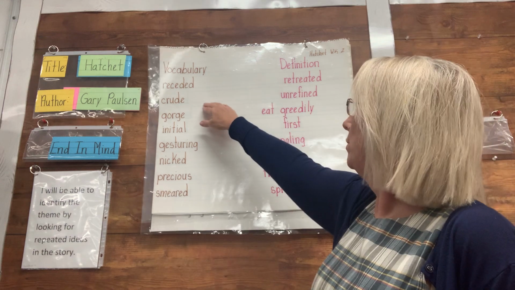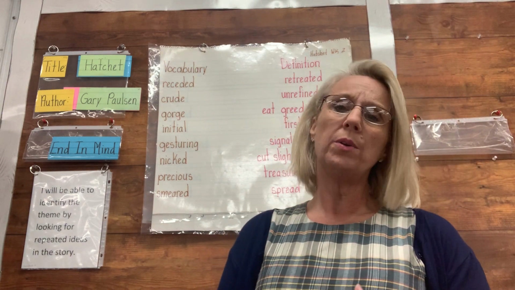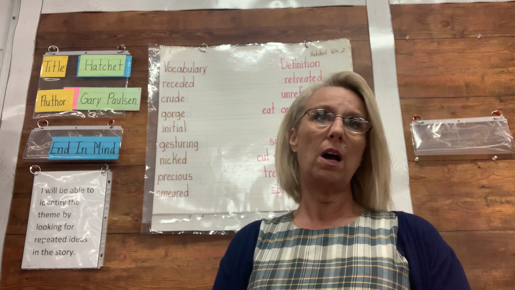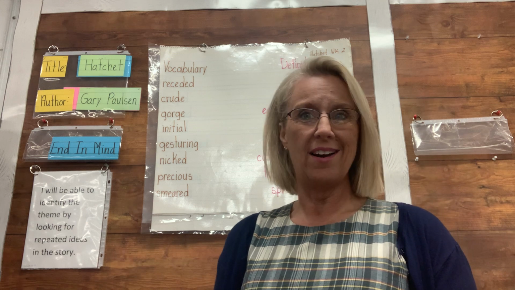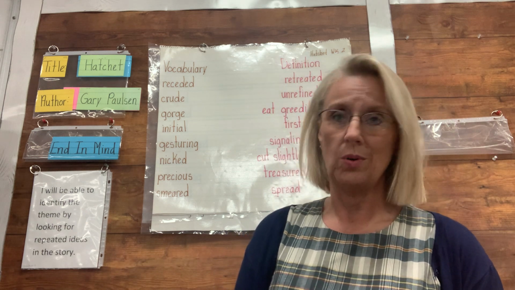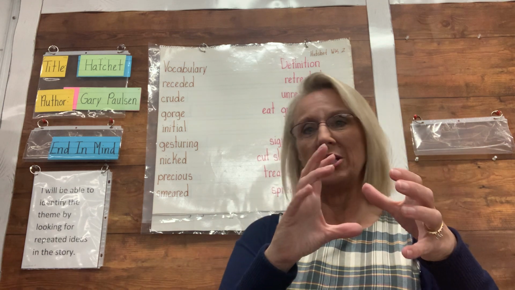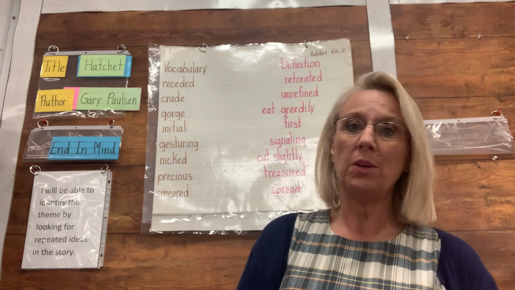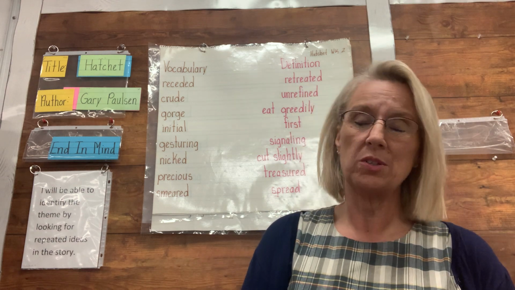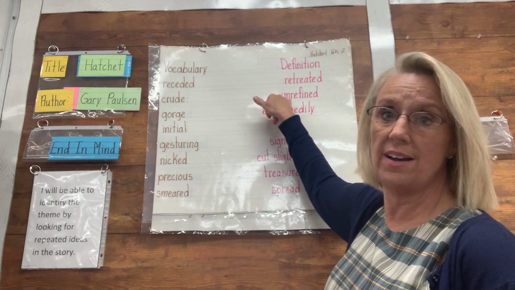We have crude, which is unrefined. We can talk about crude in a couple of ways. We could talk about when you made a birdhouse at Vacation Bible School and you nailed it together and it all wasn't joined up just right. You didn't sand it off really well and you could get little splinters. That is considered crude or unrefined.